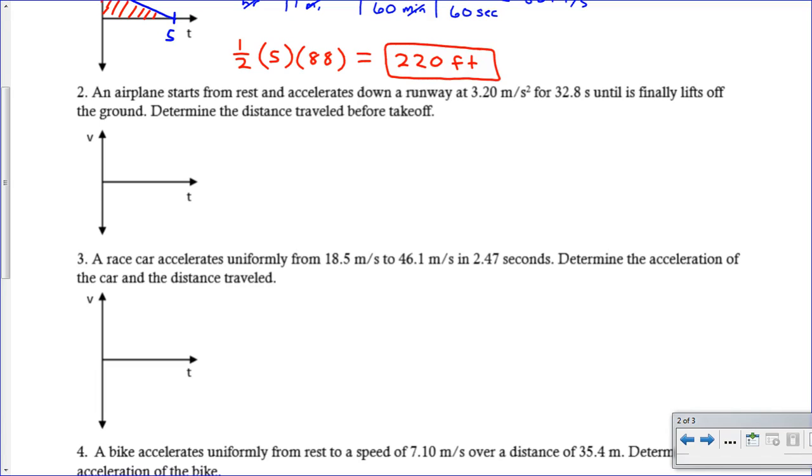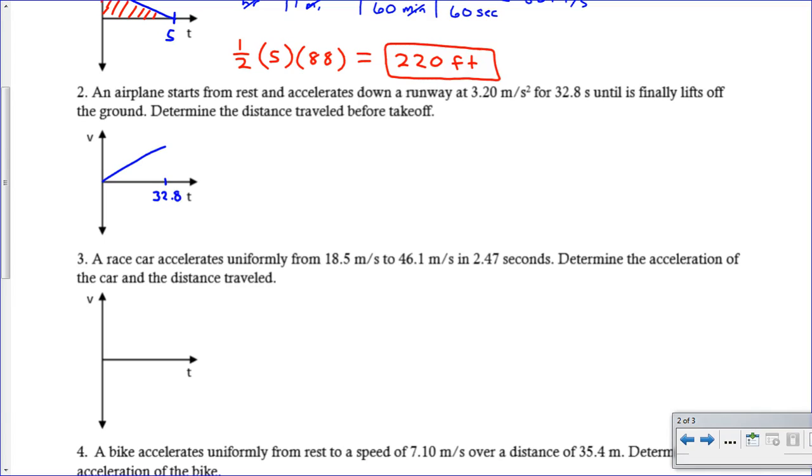All right, here for problem number 2, it says that we have an airplane that's starting from rest and is accelerating down a runway at 3.2 meters per second squared, for 32.8 seconds, until it finally lifts off the ground. Okay, so in this one, we have something that's starting from rest, we know. And then we also know that it is going for 32.8 seconds.